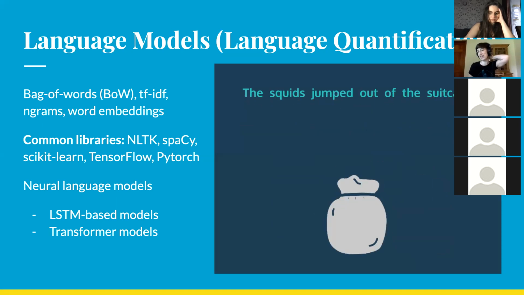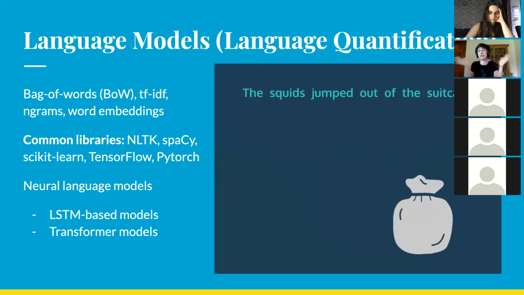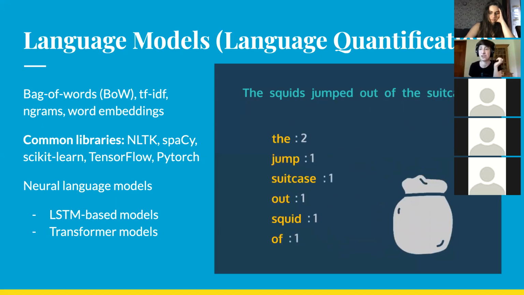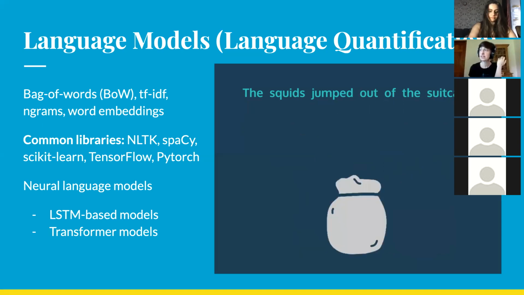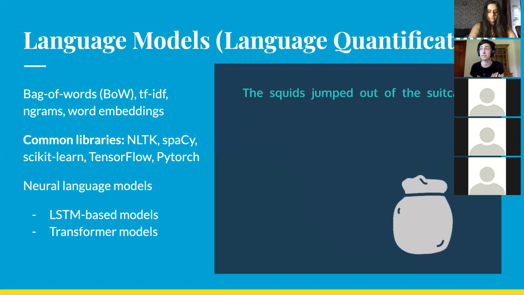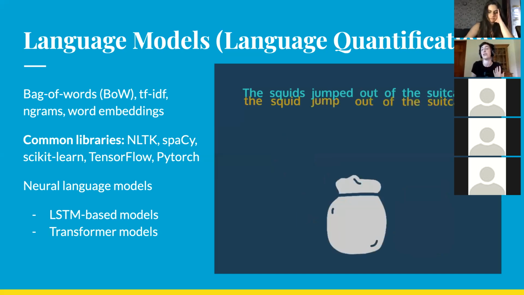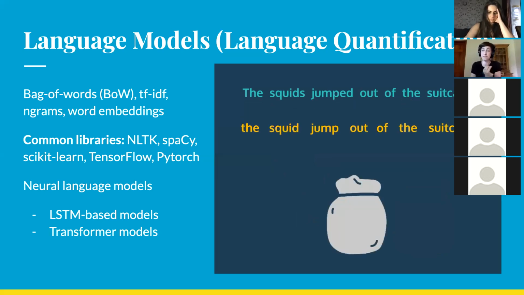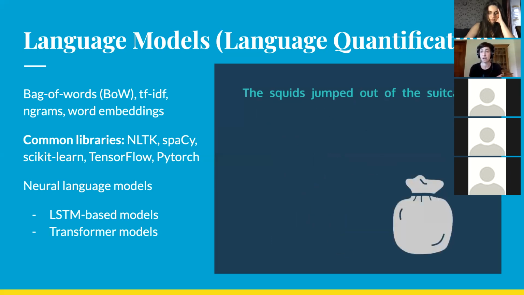They give you a sort of spatial vector representation of language. Some common libraries that you might come across: NLTK again, spaCy again, but now we can get into some of the machine learning libraries like scikit-learn, TensorFlow, and PyTorch all allow you to do some kind of feature engineering or language quantification. There are, as I mentioned, also neural language models.